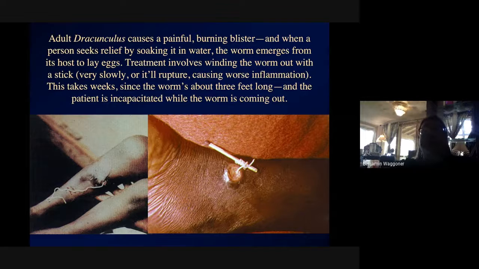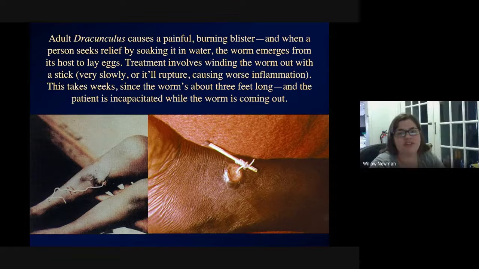Once you start getting this blister, the treatment is to wind the worm out on a stick. And this can take weeks because the worm is about 3 feet long. While this is happening, you can walk around a bit, but you can't get around very well. You have to be very slow about this because if the worm ruptures, those body fluids cause worse inflammation. This can be a problem with Ascaris as well. If one of the worms bursts, the fluids tend to cause a very bad inflammatory response.